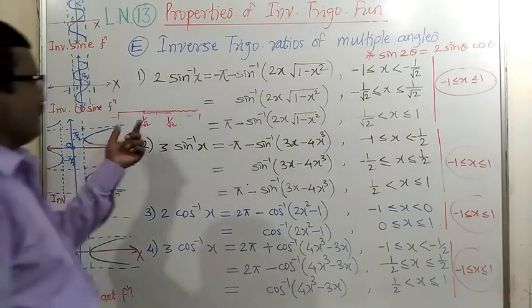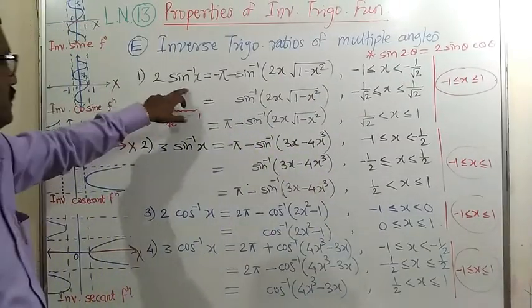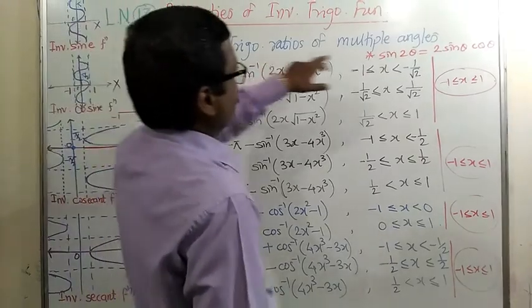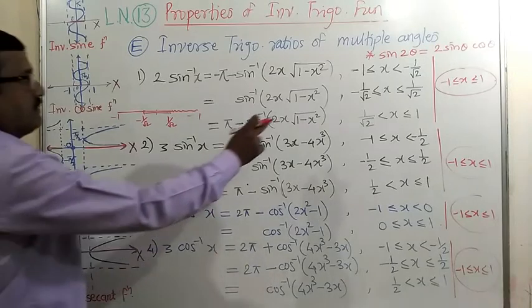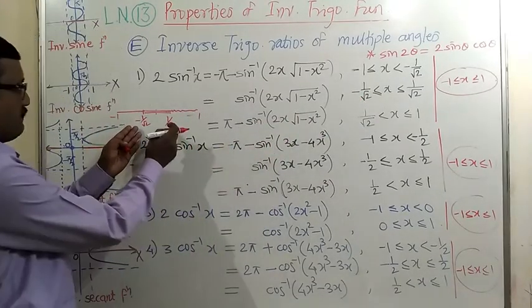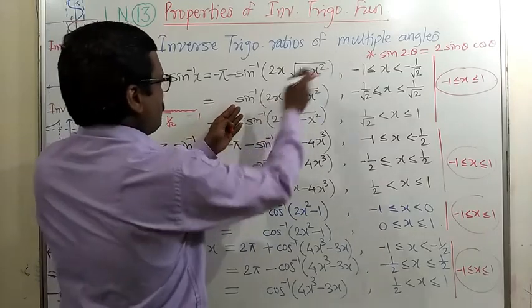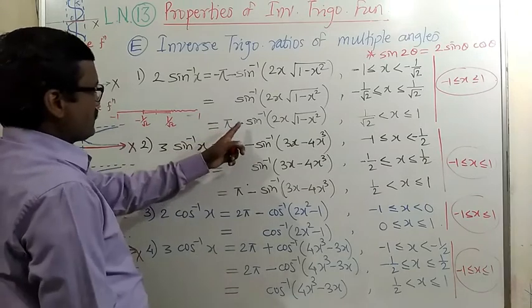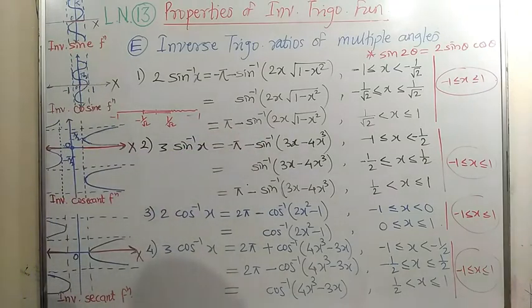For the interval -1 to -1 upon root 2, 2 sin inverse of x is equal to -pi minus sin inverse of 2x into root 1 minus x square. Whenever the interval is -1 upon root 2 to +1 upon root 2, we will take the formula as it is. And for the third interval, it is +pi minus sin inverse of 2x root 1 minus x square.